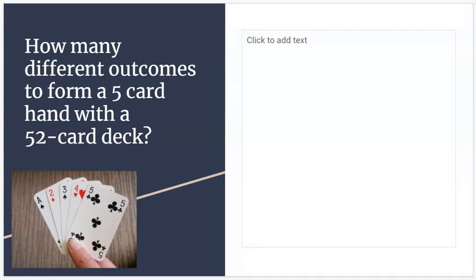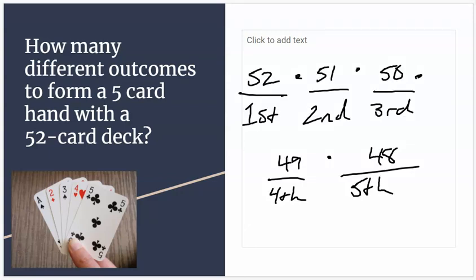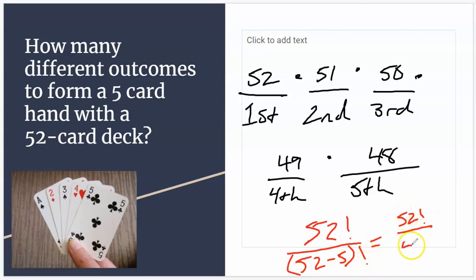All right, if you are looking for the permutation way to do it, here's what that looks like. You have 52 factorial over 52 minus 5, all in parentheses, factorial, which would give us 52 factorial over 47 factorial. And of course, you can simplify that number, but it is still very large.